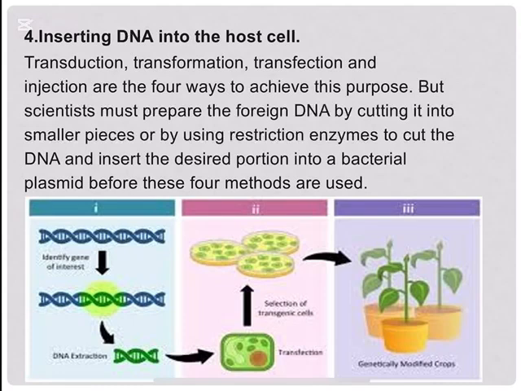And the fourth step we have here is inserting DNA into the host cell. Transduction, transformation, transfection, and injection are the four ways to achieve this purpose. But scientists must prepare the foreign DNA by cutting it into smaller pieces, or by using restriction enzymes to cut the DNA and insert the desired portion into a bacterial plasmid before these four methods are used.